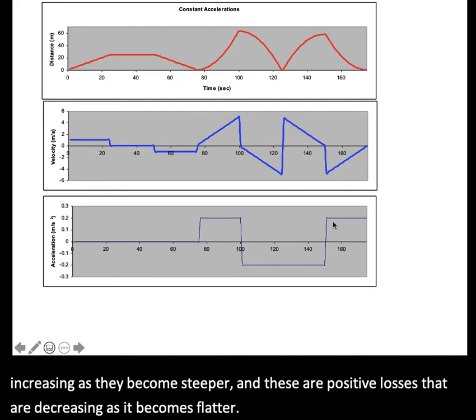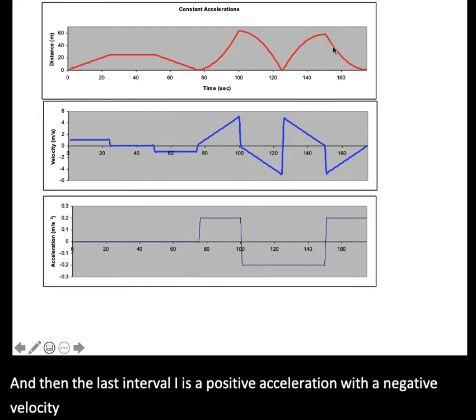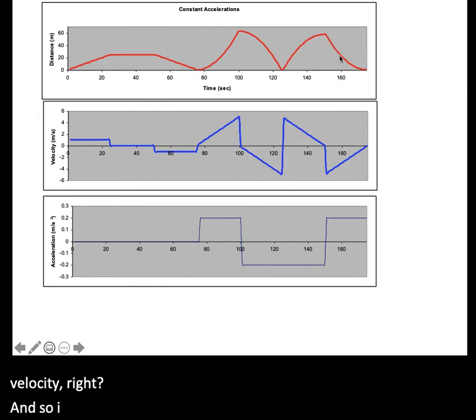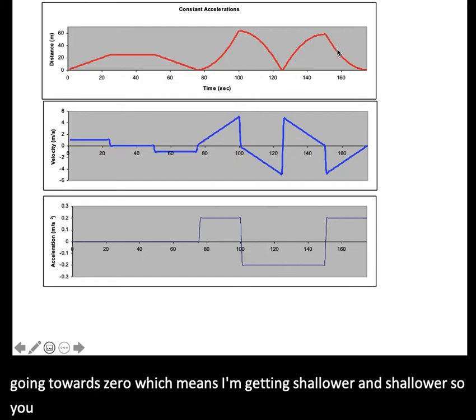And then the last interval is a positive acceleration with a negative velocity, right? And so I need negative velocity, so I need to be going downward, but I am going towards 0, which means I'm getting shallower and shallower, right? So you get curves, which are quadratics, when you have constant non-zero accelerations.